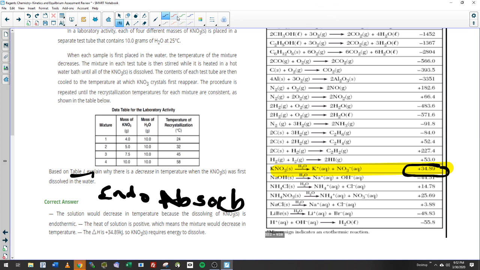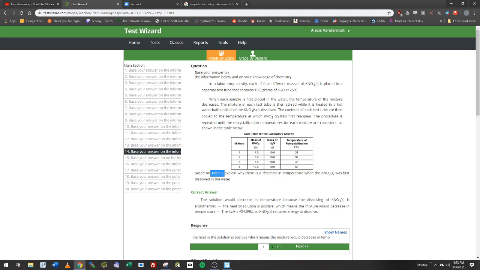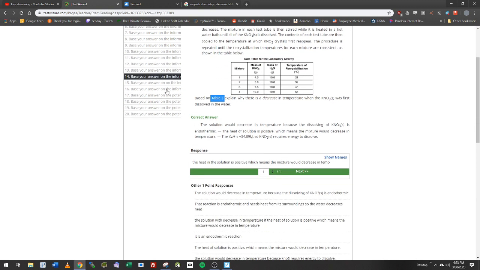And some of you are like, I didn't even know that that was a thing, positive or negative. If you read the bottom of the table, they're telling you that a negative is exothermic, which means if you got a positive, that means that you have something endo. Give me a thumbs up on the sidebar to let me know we're ready to move on to the next question.